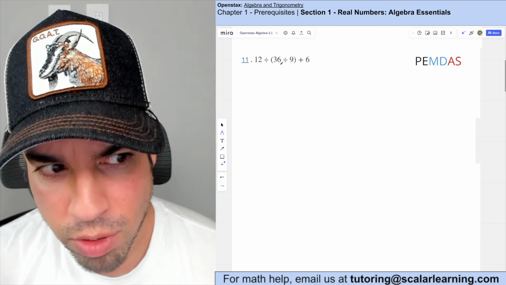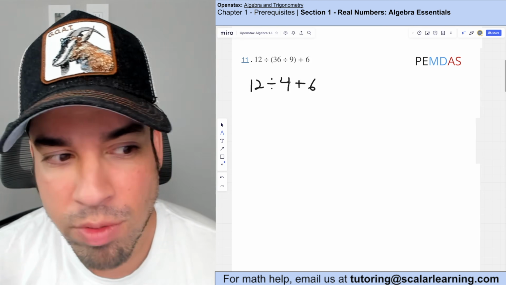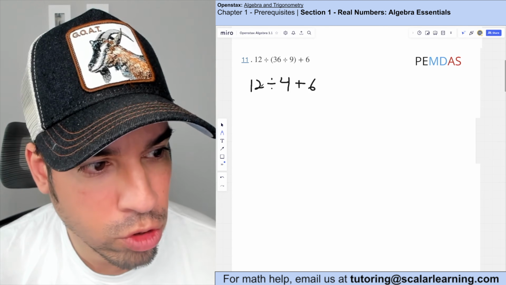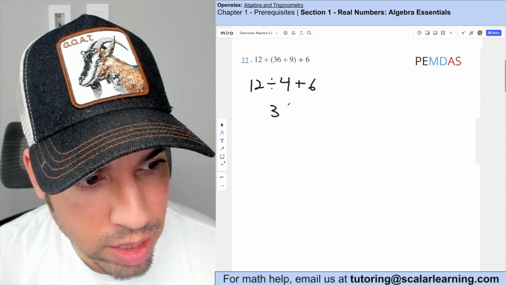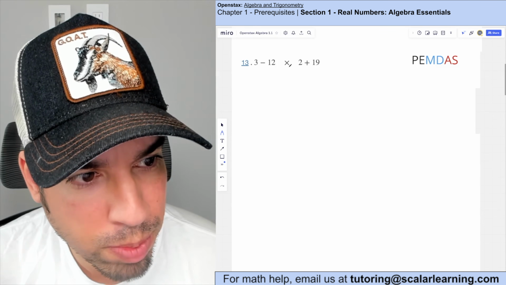Done. We're going to do parentheses first here, 36 divided by 9, which is 4. Next we've got division and addition. Division comes first, so 12 divided by 4 is 3. And 3 plus 6 is 9. Done.